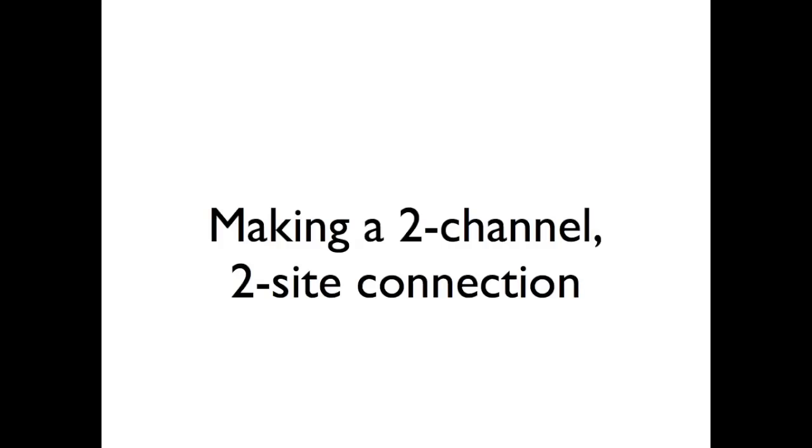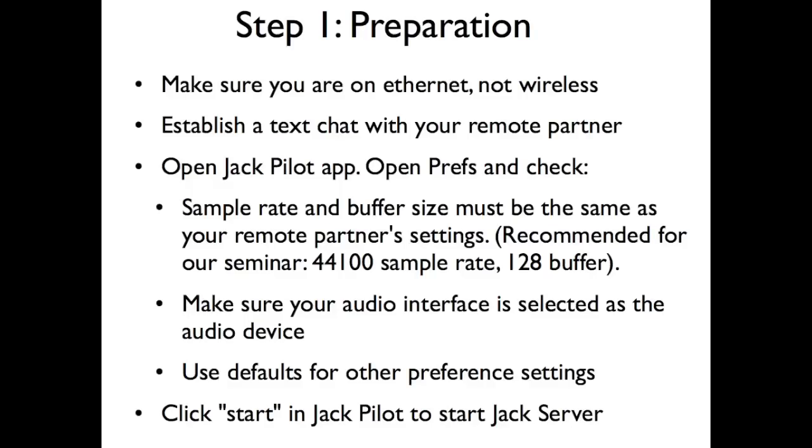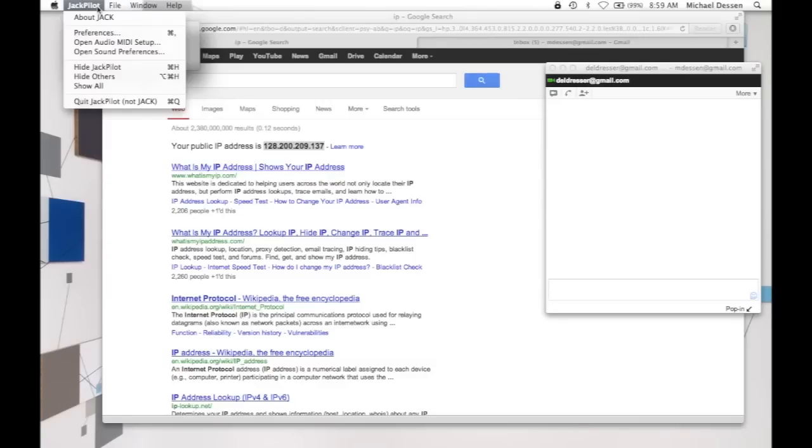So now that you've got your software properly installed, we're ready to try and make a simple two-channel, two-site connection, and you'll need a remote partner. So to prepare for this, you want to make sure you're on Ethernet and not wireless, and we usually use text chats to communicate. So I would suggest starting a text chat, and then you open JackPilot. And I'm just going to show you going through these in a short video.